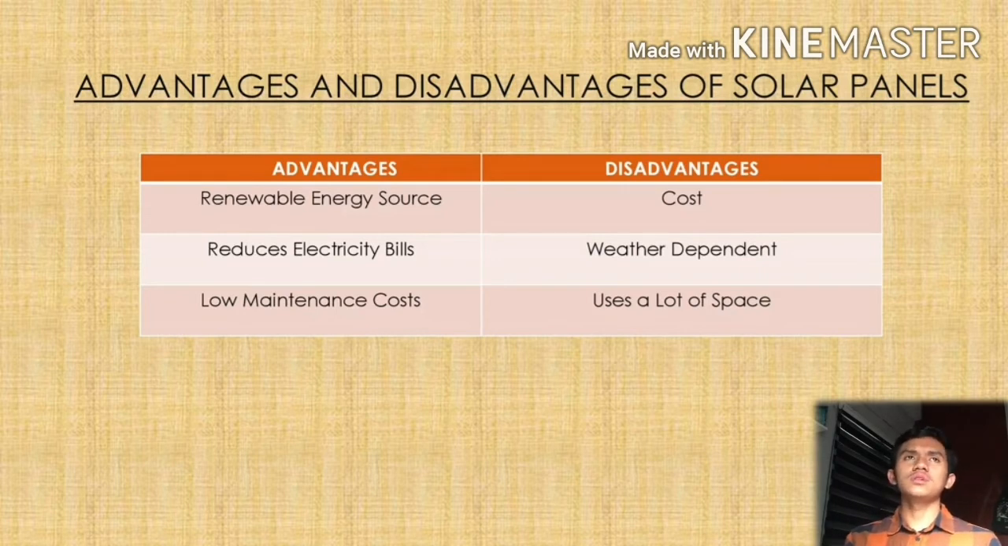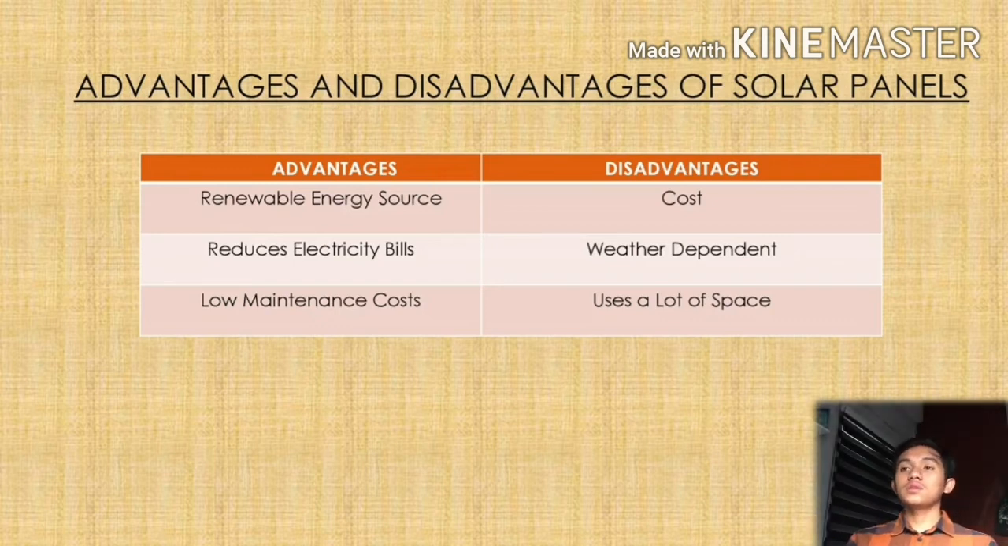If you use solar panel energy, of course it can reduce the electricity bill because they only use the sun's light to generate the power. And then the last one is low maintenance cost. The maintenance of the solar panel is only on the panels because they only use the sunlight.